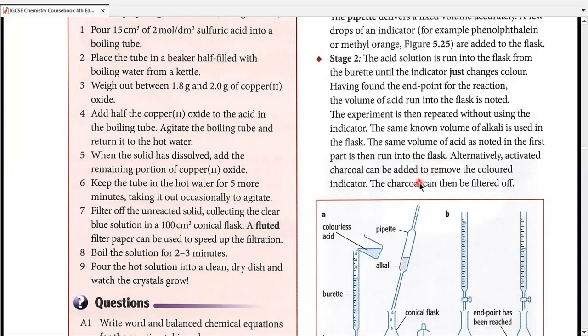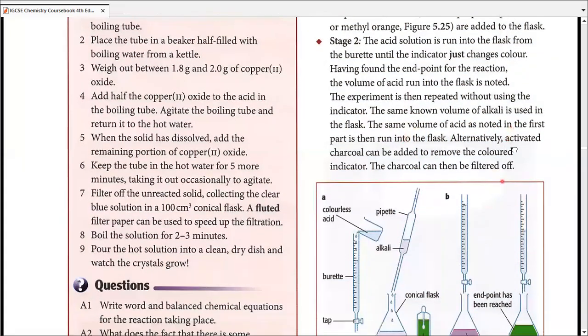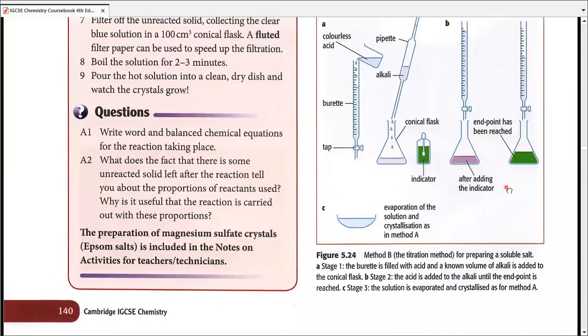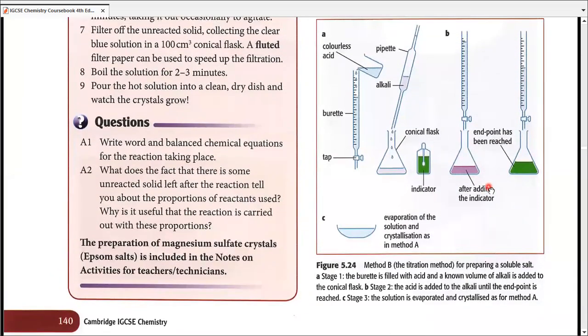Alternatively, activated charcoal can be added to remove the colored indicator. The charcoal can then be filtered off, but it's better not to use any indicator. If you're not going to use an indicator, what you can simply do is to go with the process of crystallization after. This is the C part.